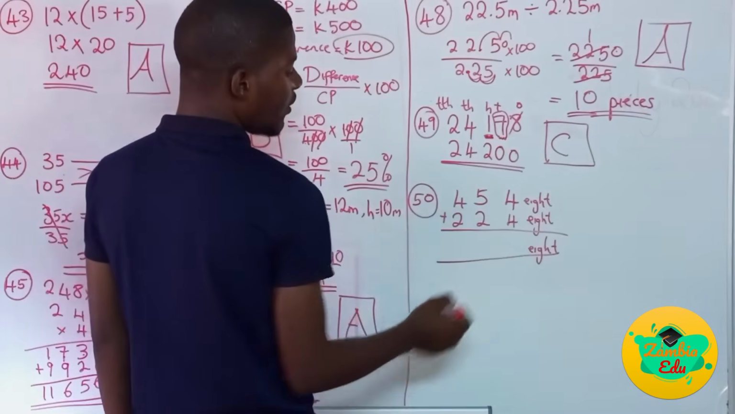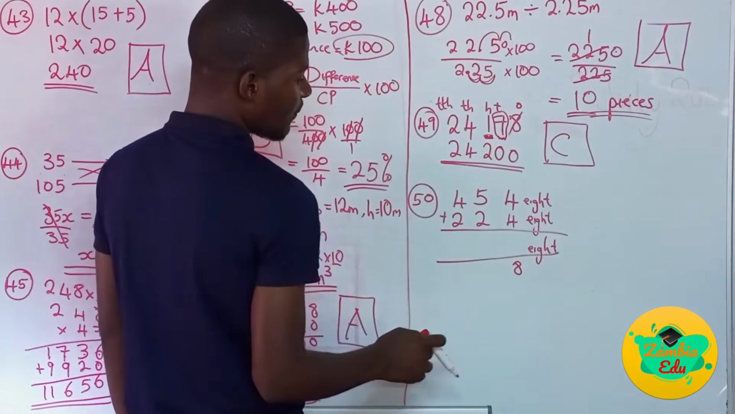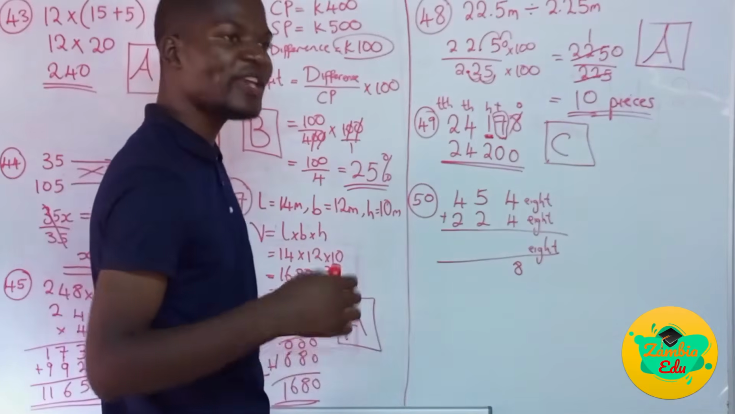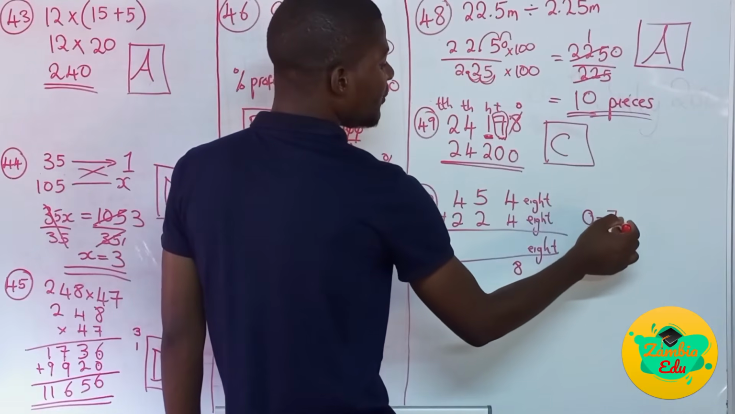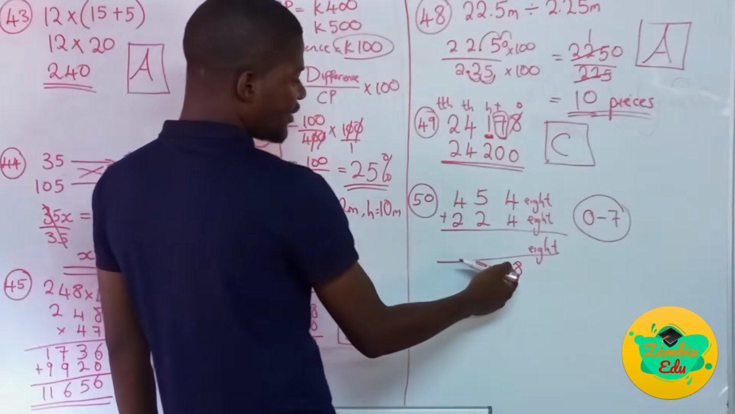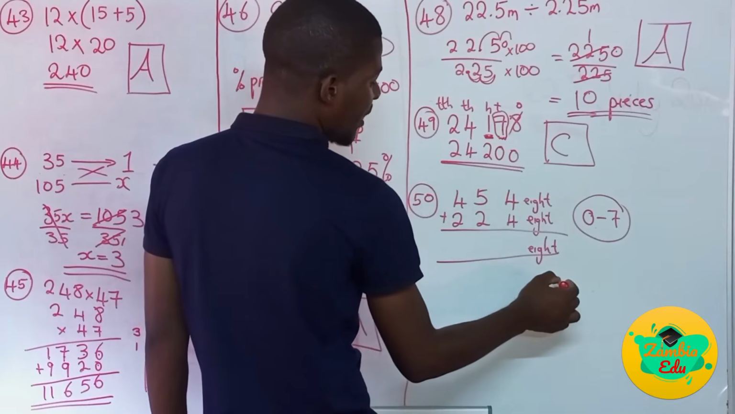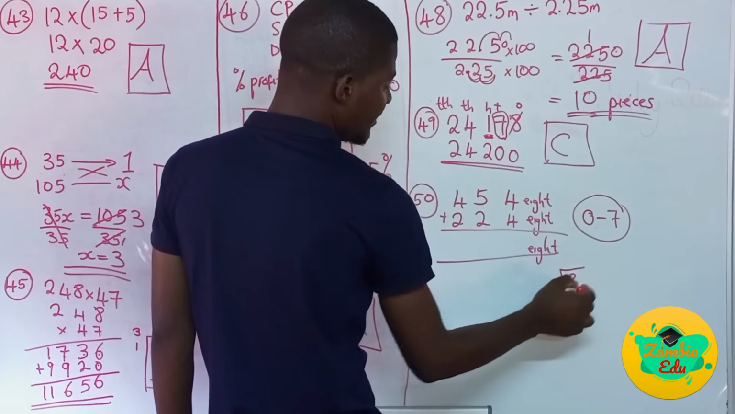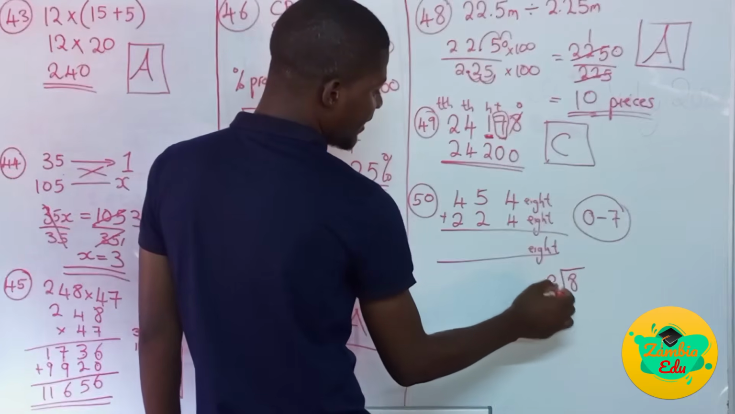So 4 plus 4 is 8. Now you can't write the 8 in there, because according to base 8, the only values we are allowed to use are 0 to 7. We can't use 8 or anything above that. So what do we do? We are going to divide this 8 by 8 itself. 8 is the answer we got, so we are dividing it by 8.